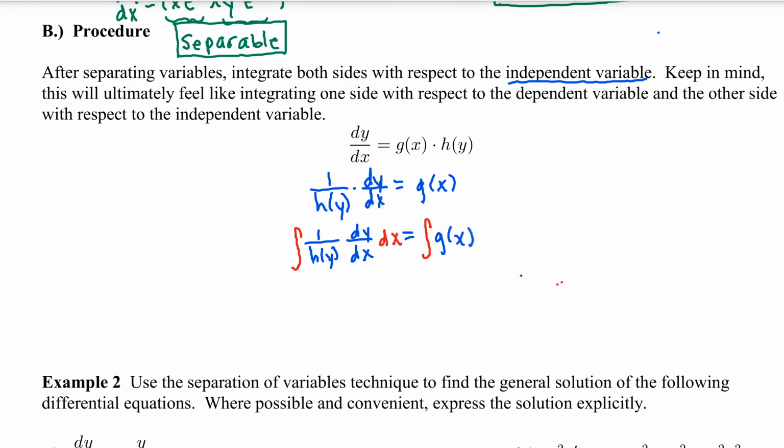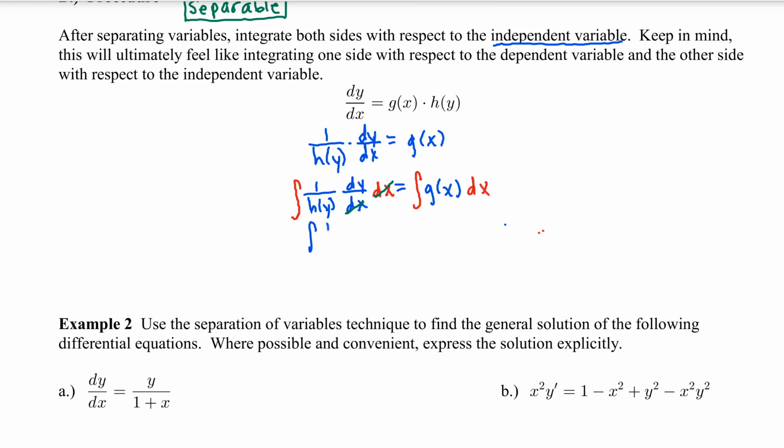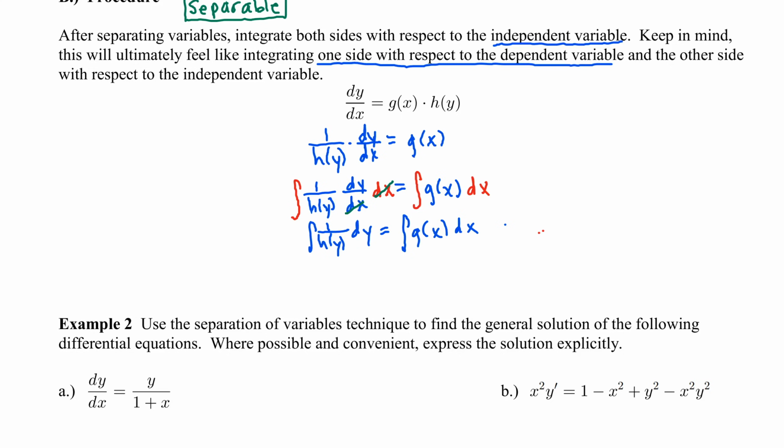Integrate g of x with respect to x. Now, because the differential terms behave algebraically, over here on the left side, we can actually cancel out the dx. This is going to leave us with the integral of 1 over h of y dy equals the integral of g of x dx. So once we cancel that dx term, now is where it's going to feel like we're integrating one side with respect to y and the other side with respect to x.